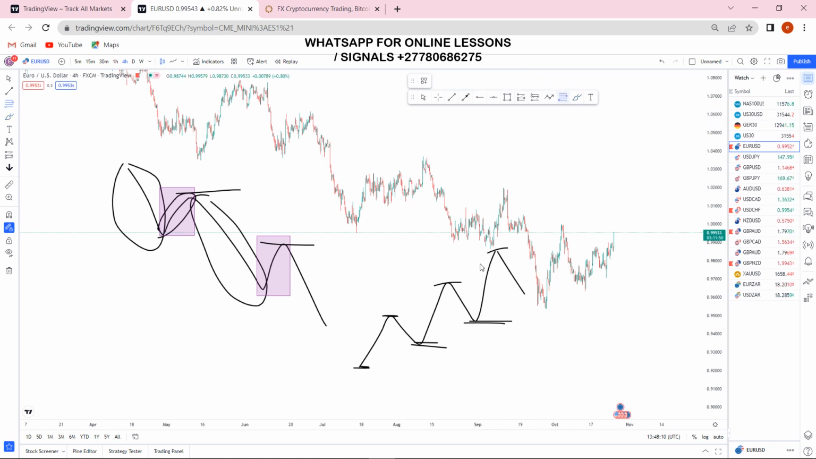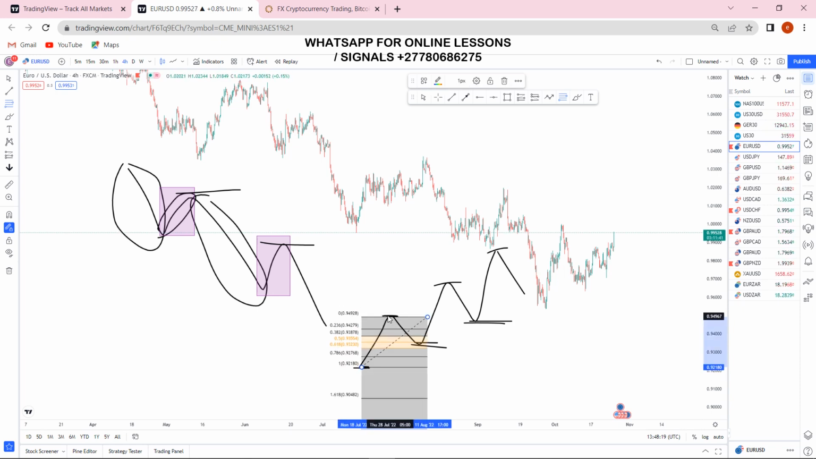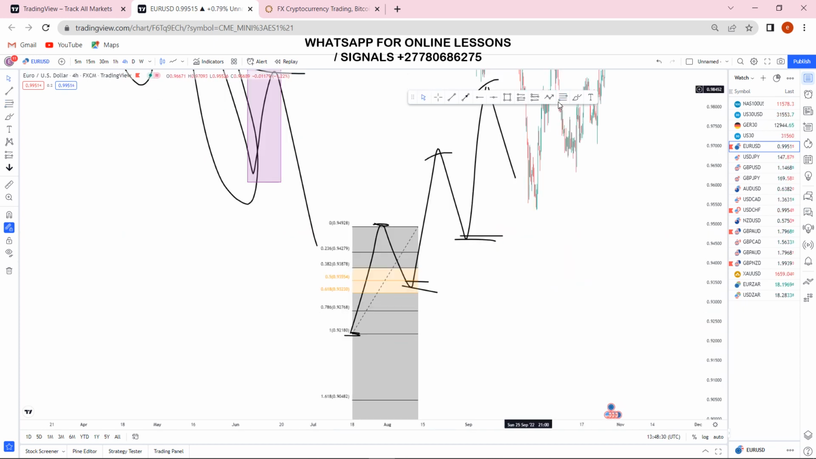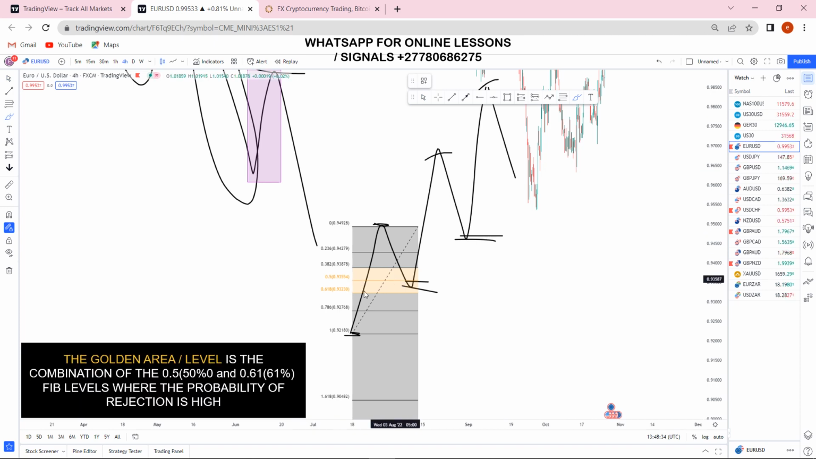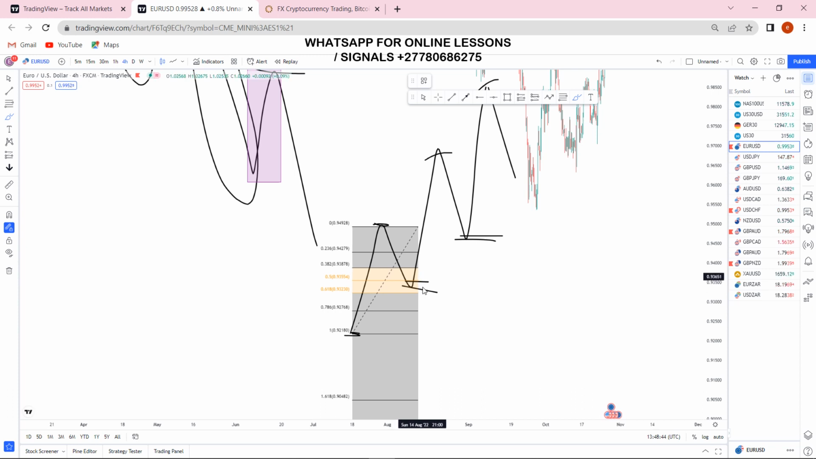So here is an actual example. You're going to start the retracement levels right here, and then you end it right here. This is where it stopped. This is where it rejected, right? So now what do you see here? Do you see the golden area or the golden level? This is where the 50% level and the 61% level meet. So this is where the market can possibly reject and push to the upside, right?